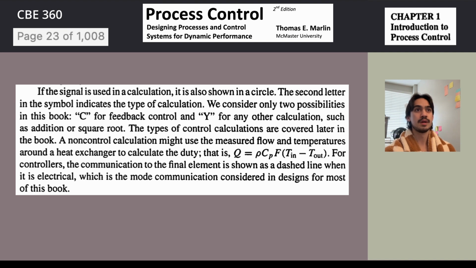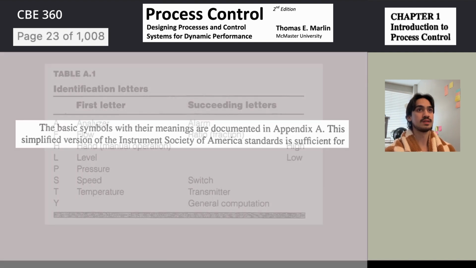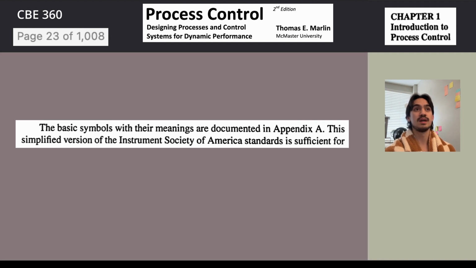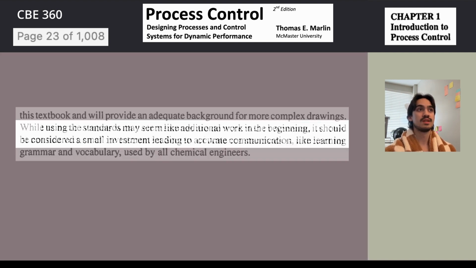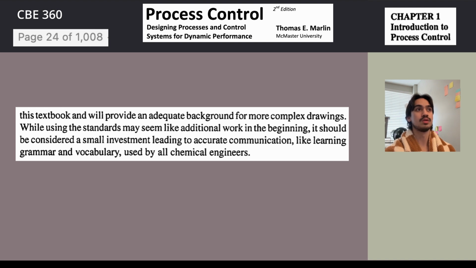A non-controller calculation might use the measured flow and temperatures around a heat exchanger to calculate the duty. That is, Q is equal to rho times heat capacity at constant pressure times flow rate times temperature in minus temperature out. For controllers, the communication to the final element is shown as a dashed line when it is electrical, which is the mode of communication considered in designs for most of this book. The basic symbols with their meanings are documented in Appendix A. This simplified version of the Instrument Society of America standards is sufficient for this textbook and will provide an adequate background for more complex drawings. While using the standards may seem like additional work in the beginning, it should be considered a small investment leading to accurate communication, like learning the grammar and vocabulary used by all chemical engineers.